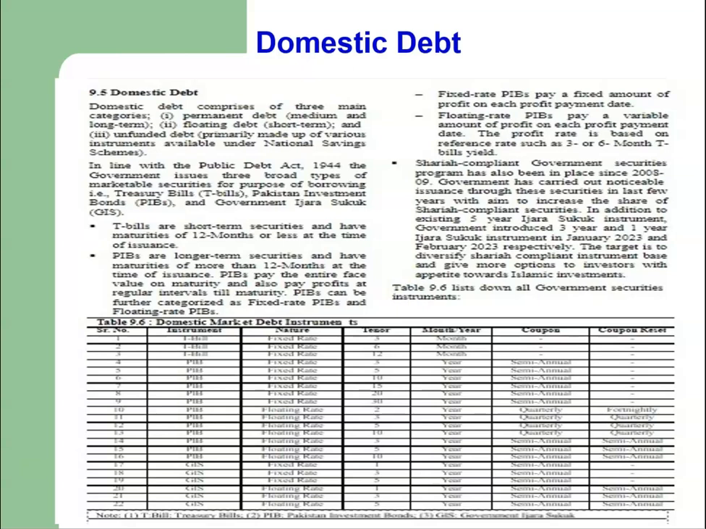PIBs pay the entire face value on maturity and also pay profit at regular intervals till maturity. Pakistan investment bonds can be further categorized as fixed rate PIBs and floating rate PIBs, and the detail is given in this table.